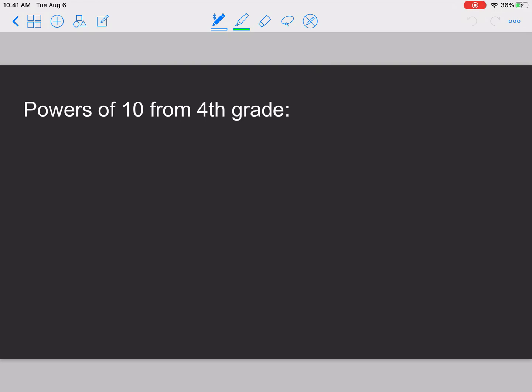So let's go back and look at those powers of 10 from 4th grade. You may remember watching a video about multiplying by 1, 10, 100, 1,000. So let's look at that again real quick. Let's say I have 4 times 1, and I know that that equals 4.